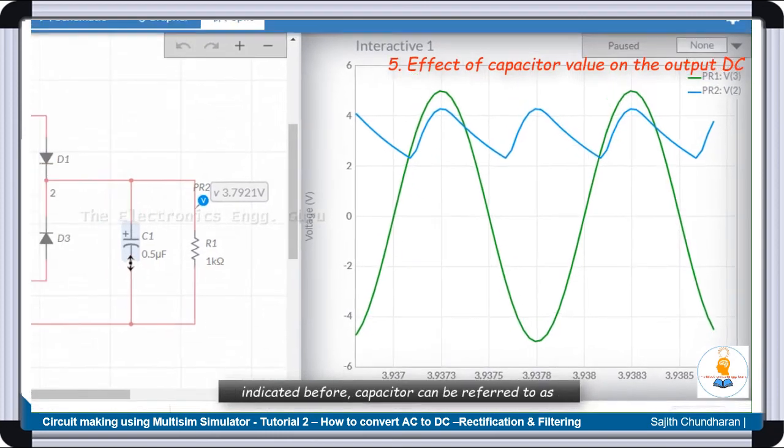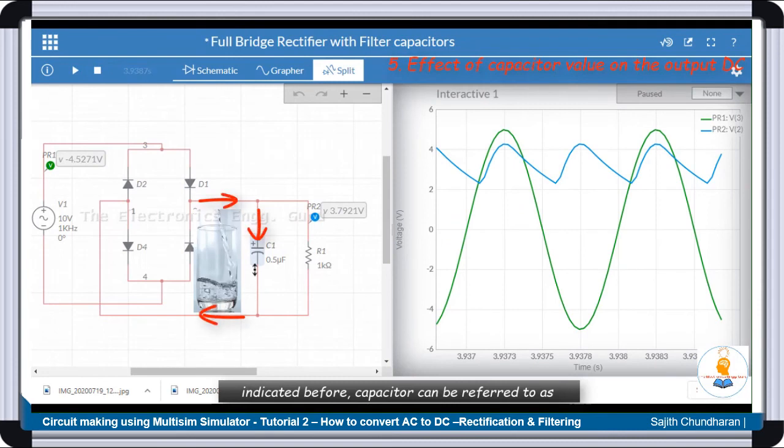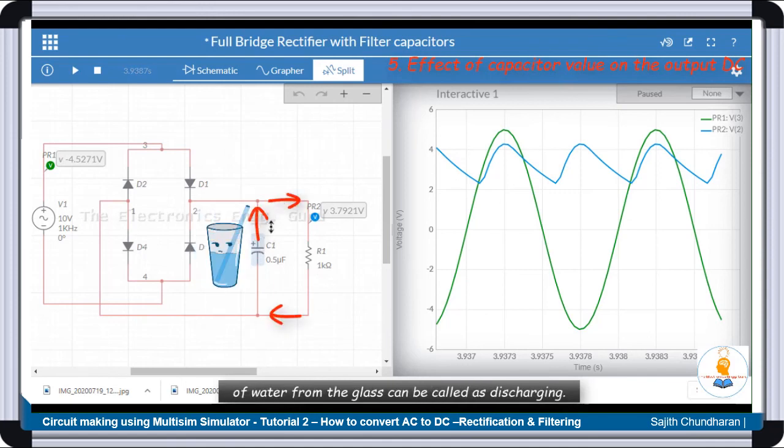So the charge happens at the same speed while the discharge happens at a slower speed. As I've indicated before, a capacitor can be compared to a glass in which you fill water, which can be called charging, while the removal of water from the glass can be called discharging. It is as simple as that.